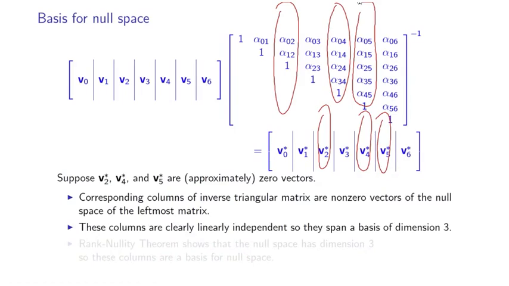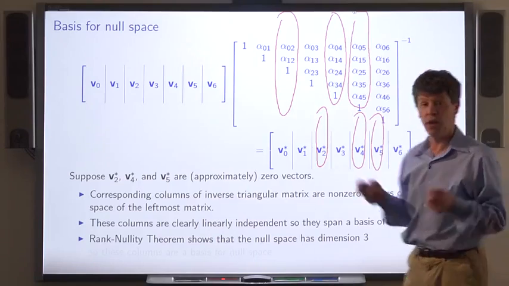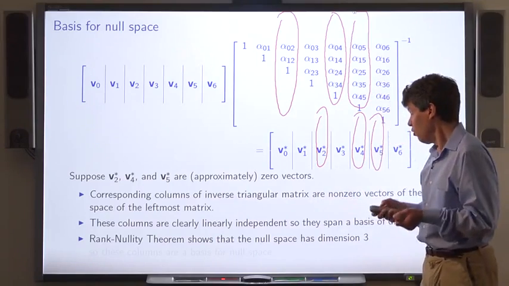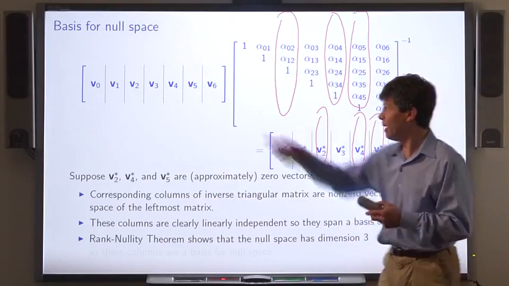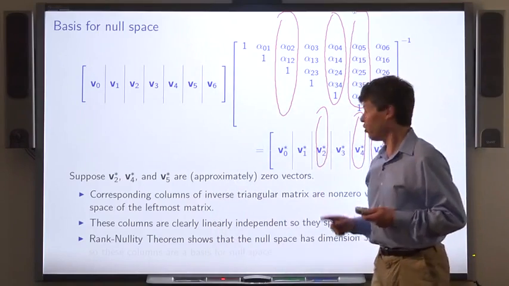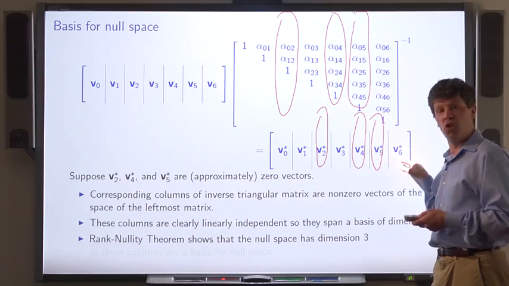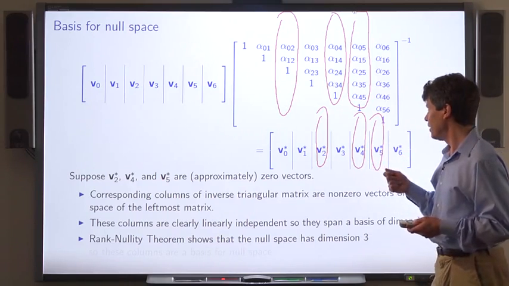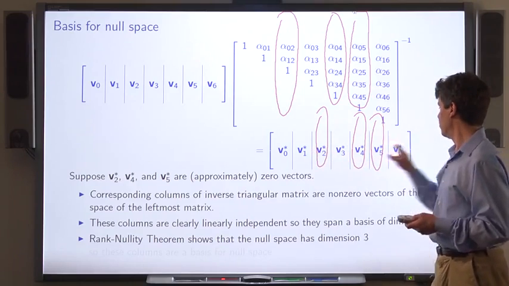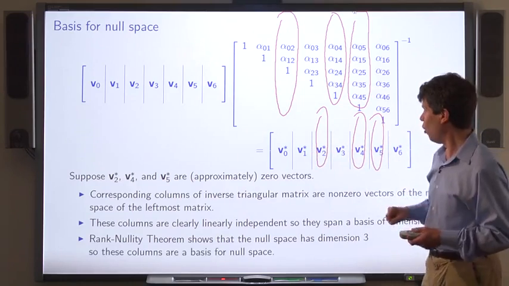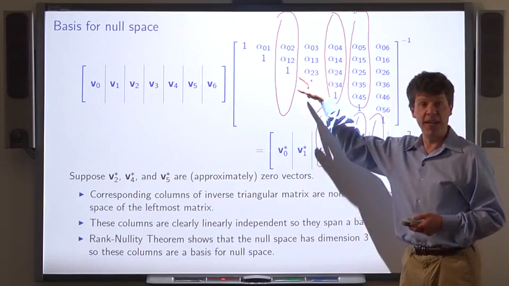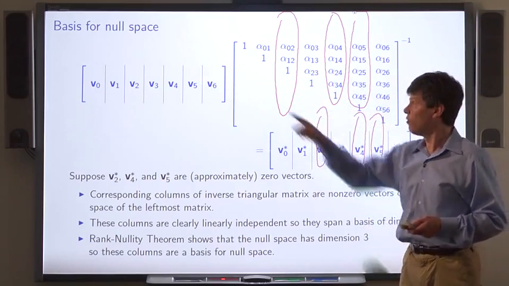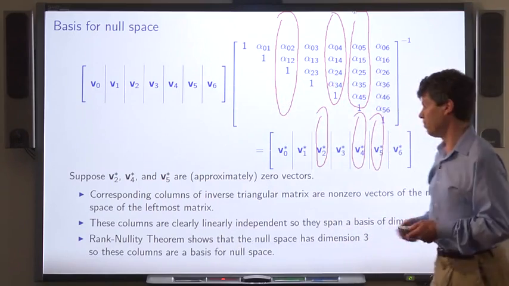They're linearly independent, so they span a space of dimension 3. And the rank nullity theorem shows that the null space of this matrix has dimension exactly 3, because the non-zero vectors in the output form a basis, and there are 1, 2, 3, 4 of them. So the columns that we've identified are indeed a basis for the null space of this matrix.